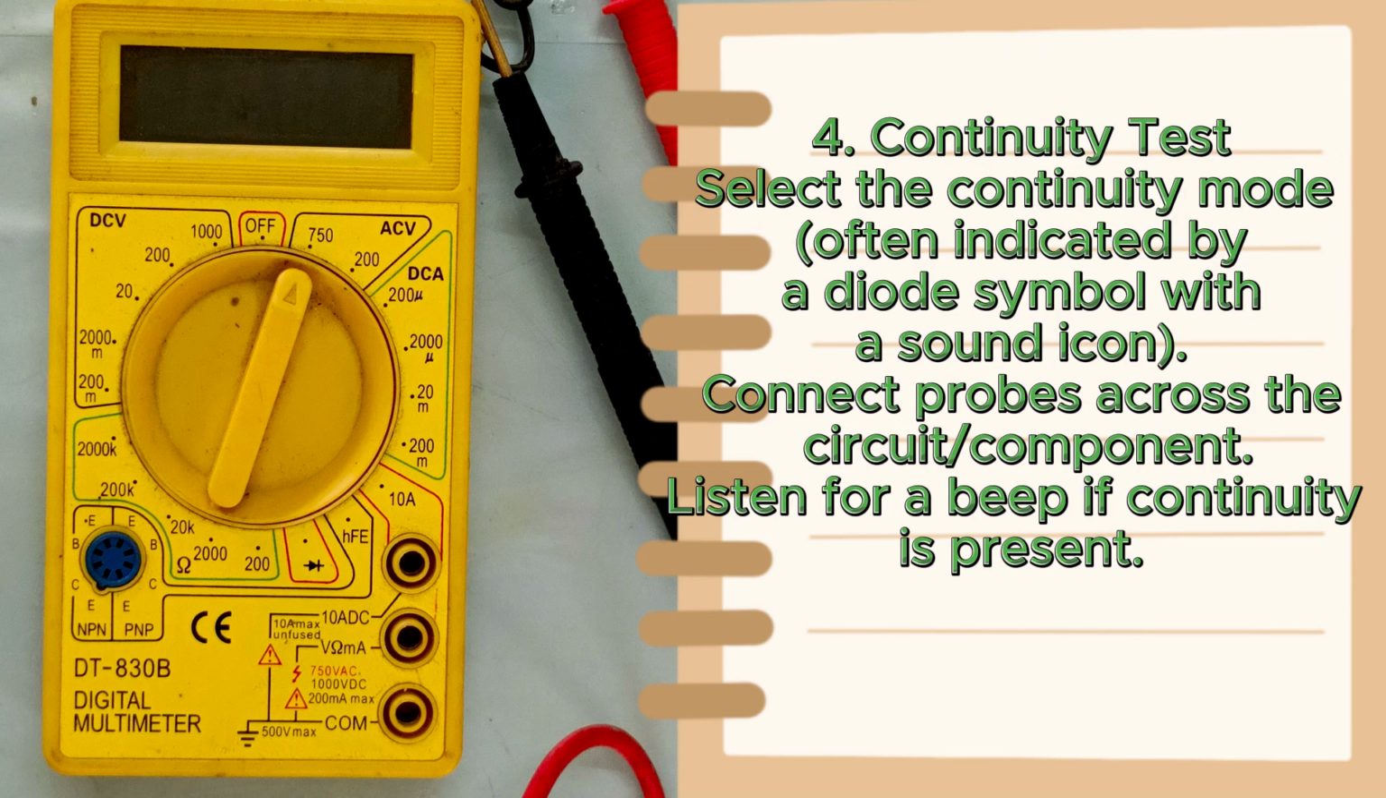4. Continuity test. Select the continuity mode, often indicated by a diode symbol with a sound icon. Connect probes across the circuit component. Listen for a beep if continuity is present.